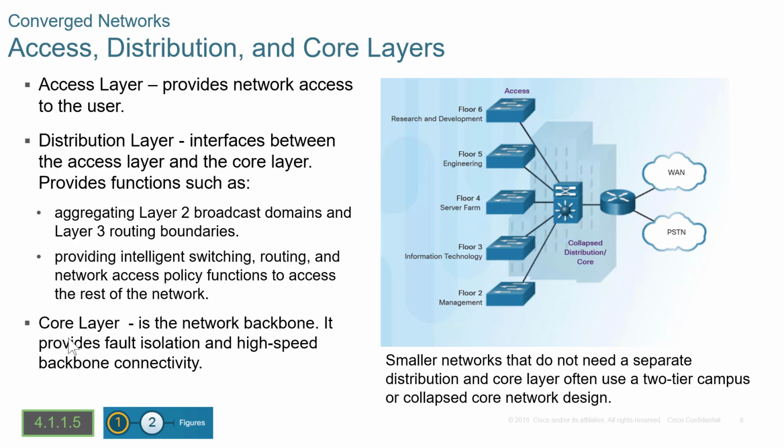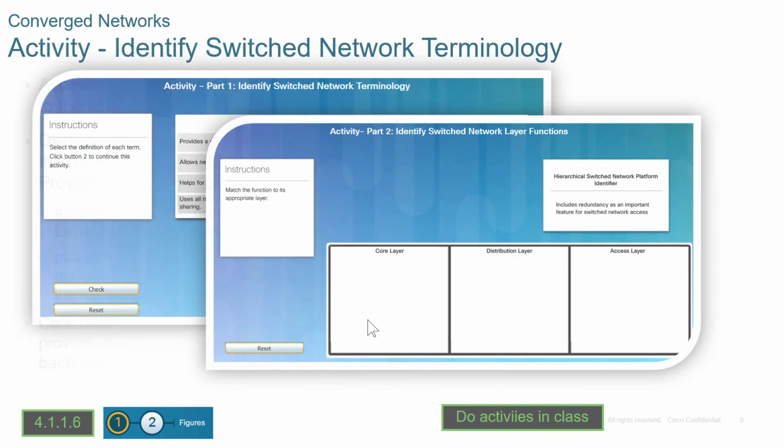And then the core layer is your network backbone. That has your high speed 10 gigabit fiber optic links, etc. In smaller networks, we can take the distribution layer and the core layer and collapse them together. And that's what they're showing right here, and you can see that on figures 1 and 2.